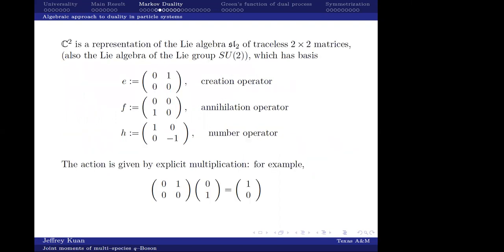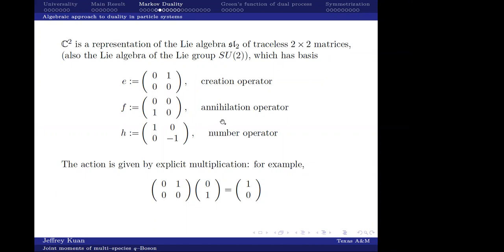Then the algebra acting on this representation is SL2. These are traceless 2 by 2 matrices. They have a basis traditionally denoted E, F, and H. E and F are creation and annihilation operators, because if you multiply E onto a hole, you get a particle. So it creates a particle, and then F does the reverse. It takes a particle and turns it into a hole.